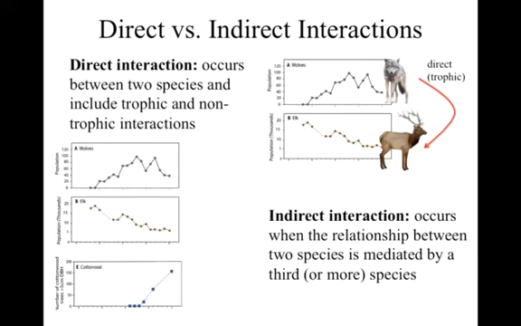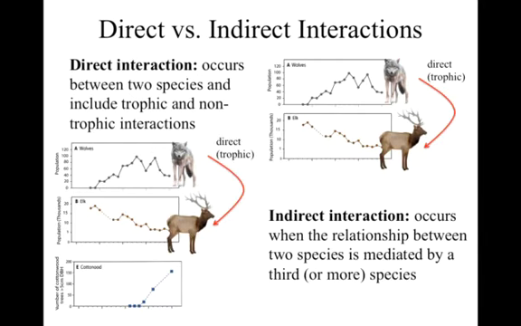An indirect interaction occurs when the relationship between 2 species is mediated by a third or more species. So the 2 species that have an interaction may never even meet. They may never see each other. They may forage at different times of the year or different times of the day or in different places. But because of these other species that are kind of linking the whole network together, those 2 species actually do matter to one another through a third or other species.